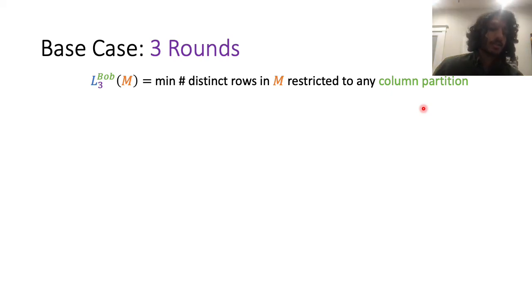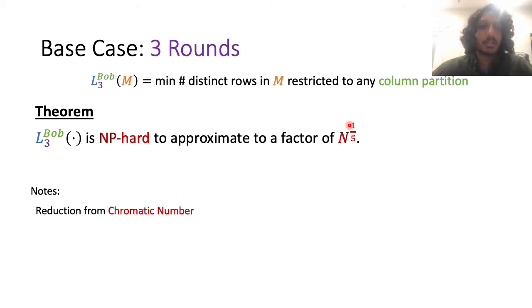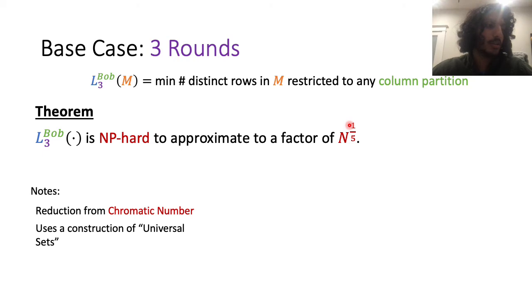It turns out that it's not too hard to show that this problem is actually NP-hard. For our base case, we're able to show that this problem is NP-hard to approximate even to a large factor. If n is the size of the input matrix, then it's hard to approximate even to a factor of n to the 1/5. Just some notes about this, I don't want to go too far into it. It's a reduction from chromatic number. The reduction is kind of cool in that it uses some derandomization tools, this construction of universal sets, which is kind of fun.